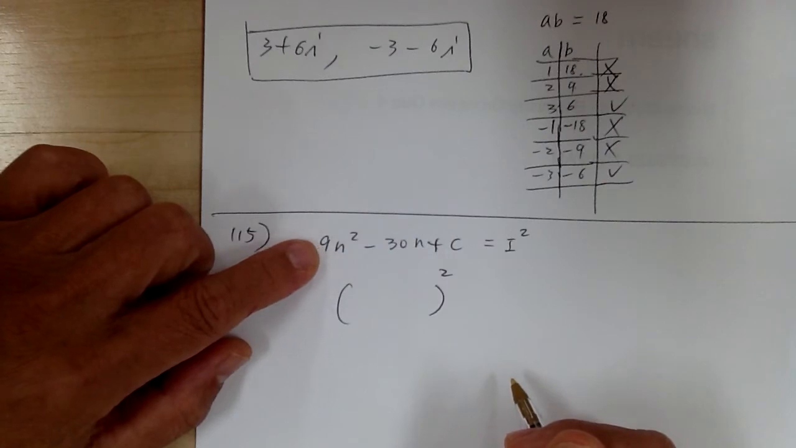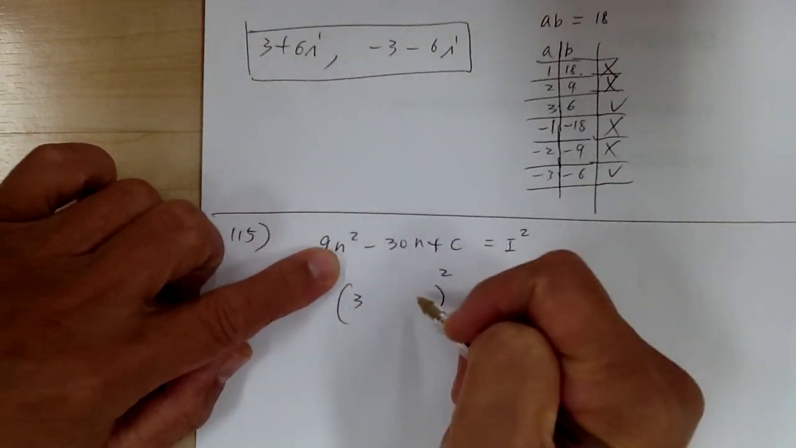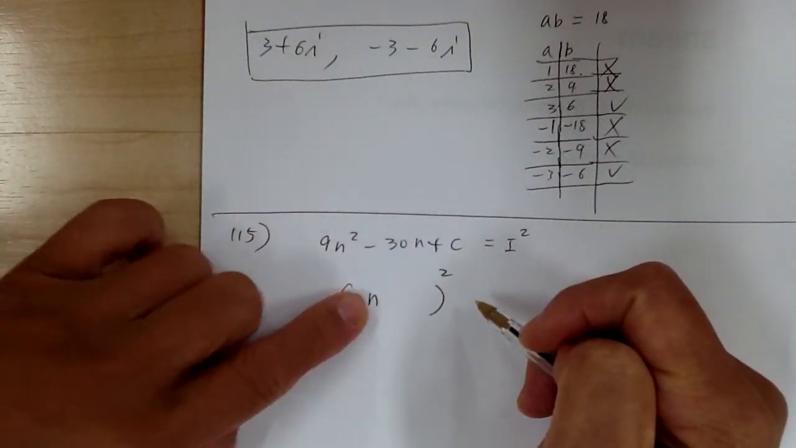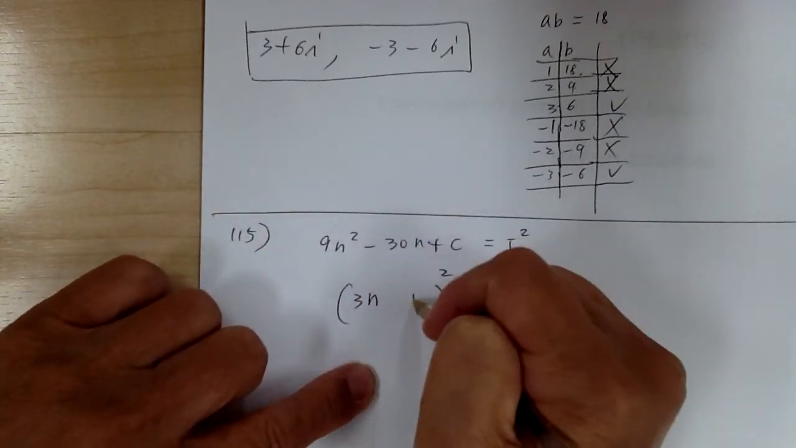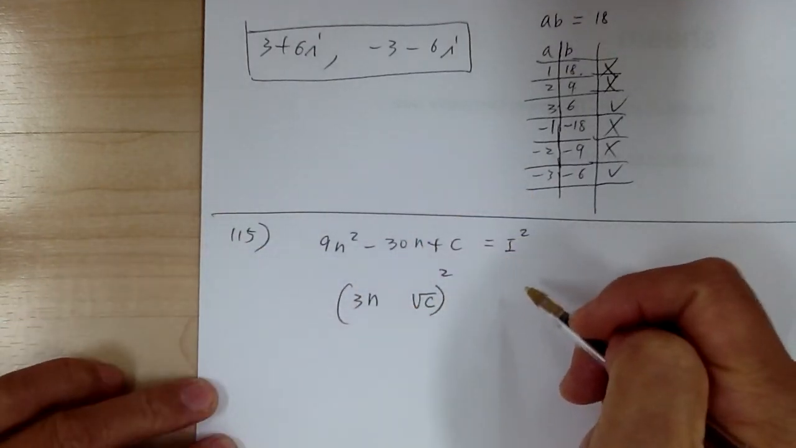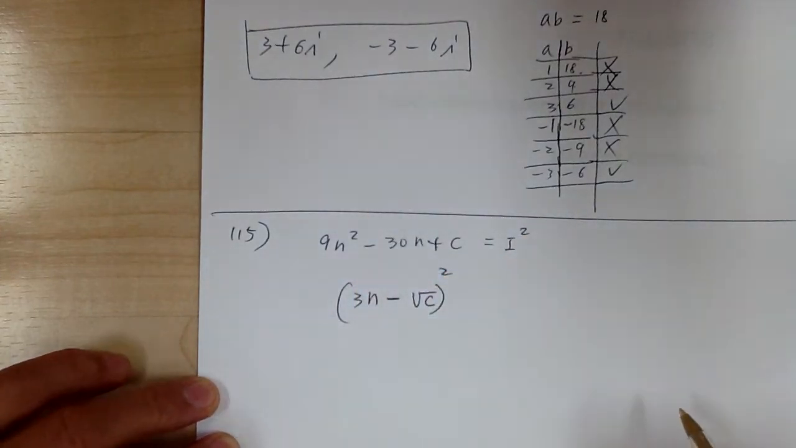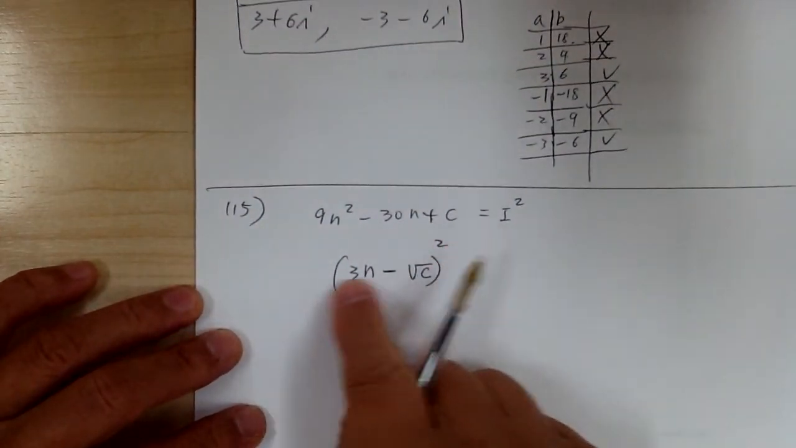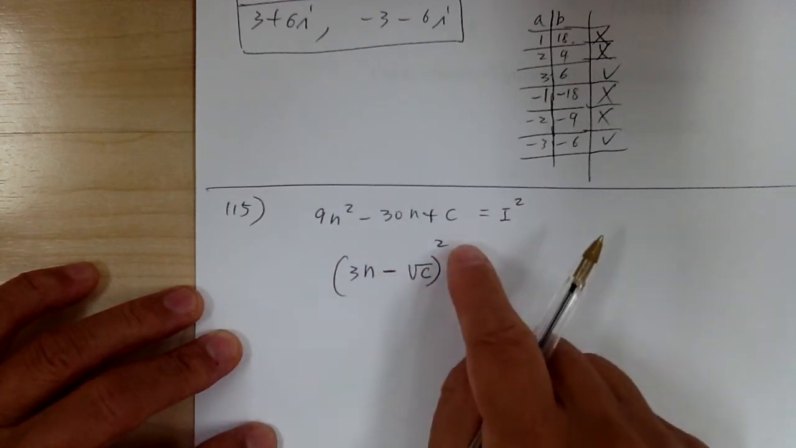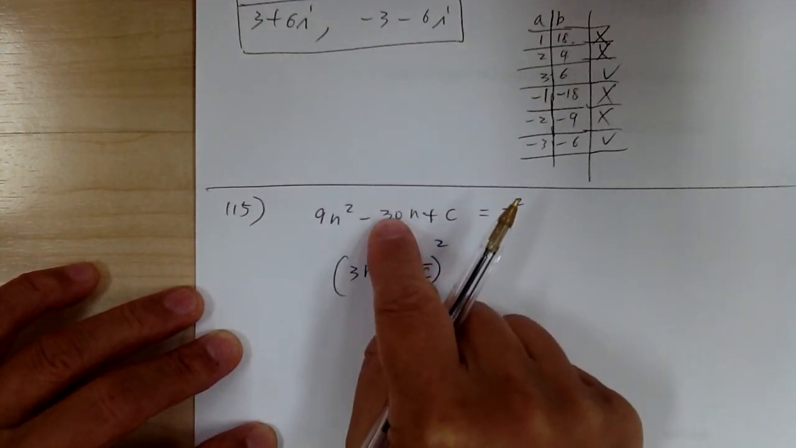So to get 9, we need to have a 3. To get n squared, we need to have an n. And over here, we need to get the square root of c. And because this is a minus, we need to have a minus. So now all we have to do is match up the middle. So 2 times this times that should equal that.